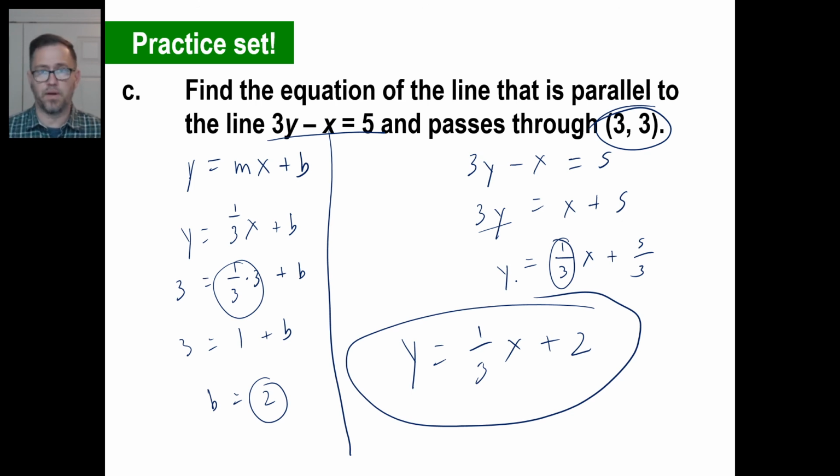Okay. It's funny, but if you were actually to graph this, you would see this line pass through the point 3, 3 if you did it exactly right.